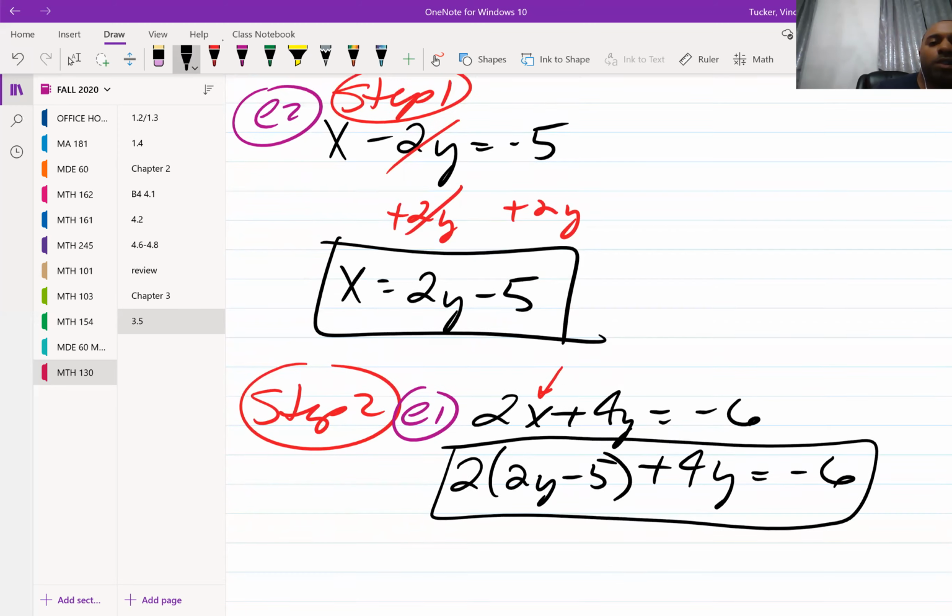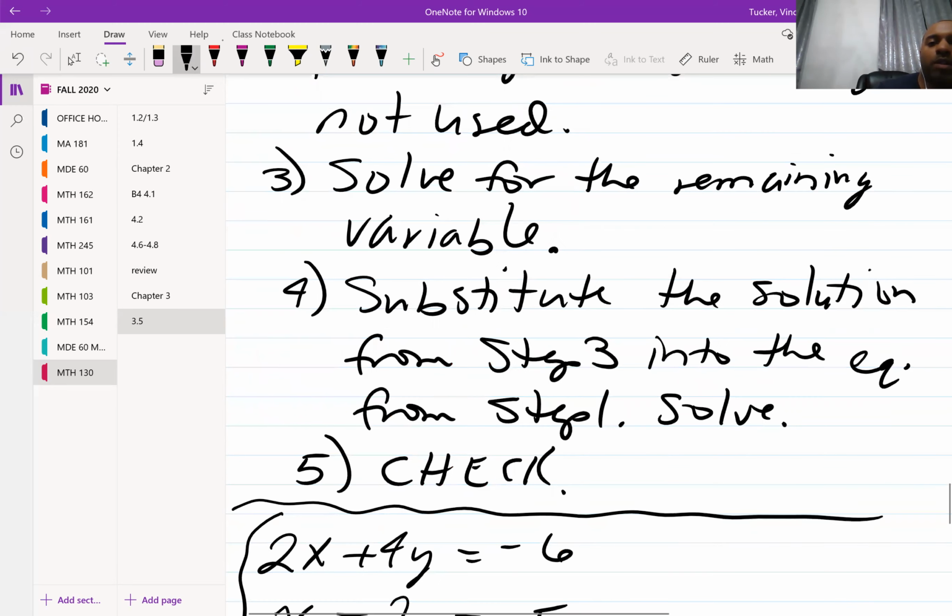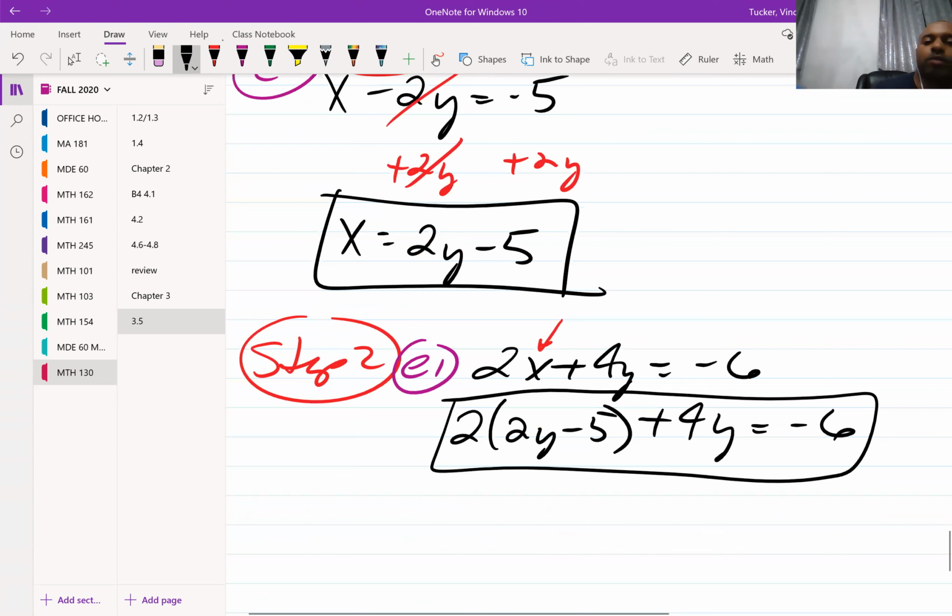And that's the end of step 2. Plug in the equation from step 1 into the other equation. So notice the 2 is there, plus 4y is still there, equals negative 6 is still there in the equation. Just that now we substituted 2y minus 5 in for x, because that's what x is equal to.